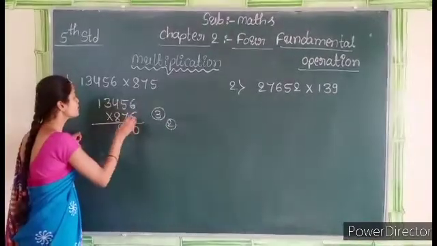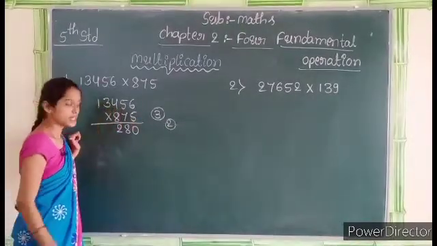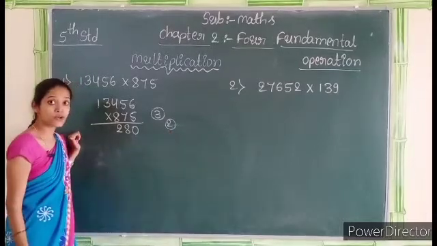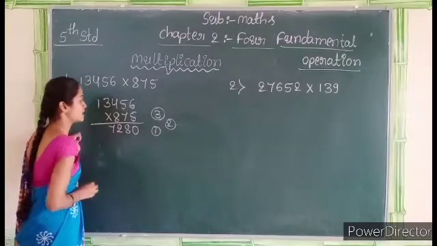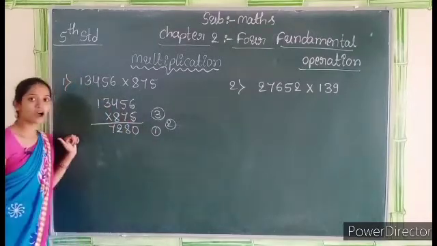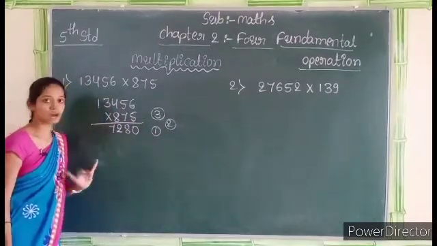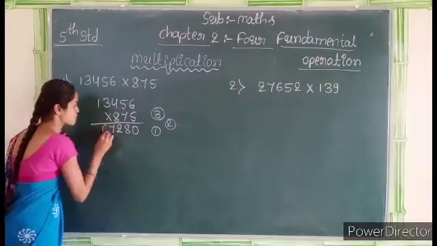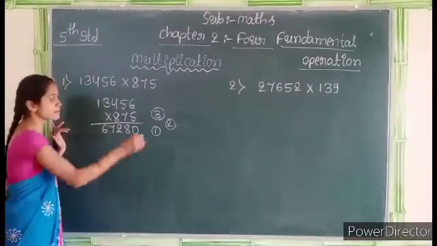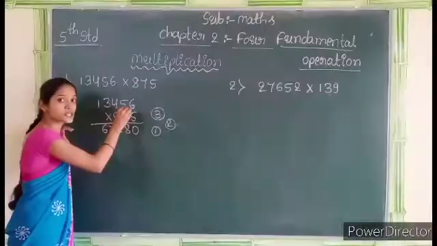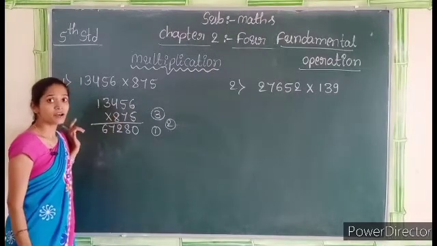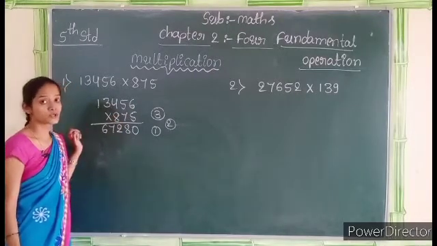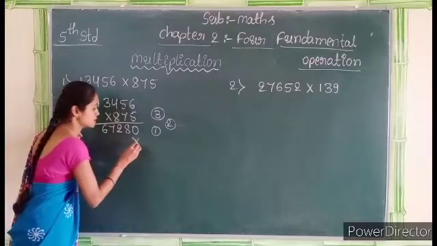Then 5 3s are 15. 15 plus 2, 17. I will write 7, then 1 carry. Then 5 1s are 5. 5 plus 1, that is 6. Okay, now we completed the ones place multiplication. All these numbers should be multiplied by this 7. And in the tens place we have 1 zero, so I will put 1 cross here.